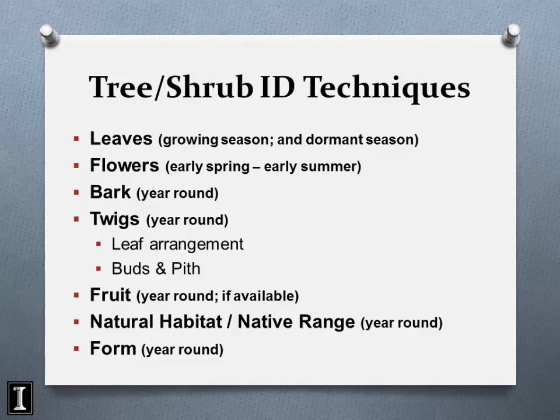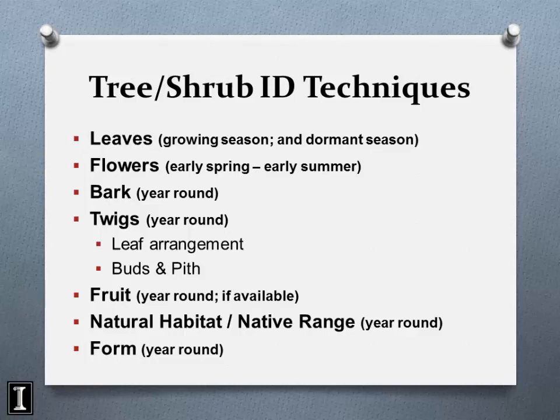Twigs are available year-round. We're going to talk about leaf arrangement, how the leaves or buds are oriented along the main axis of a twig. And that's what we call bud or leaf arrangement. We're also going to examine the pith. So if we take our knife and slice open a twig, inside of that is what we call a pith. And there's chambered pith, diaphragmed pith, hollow pith.